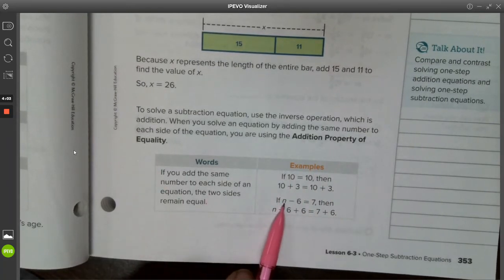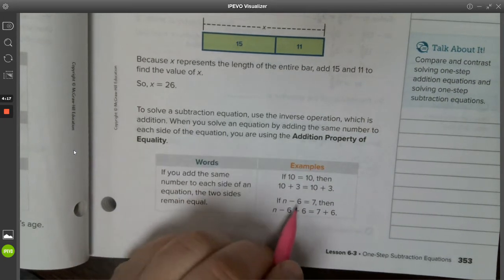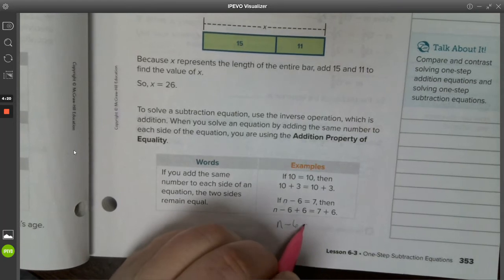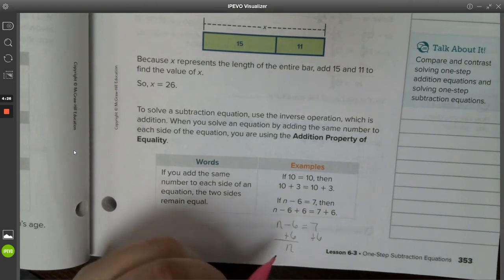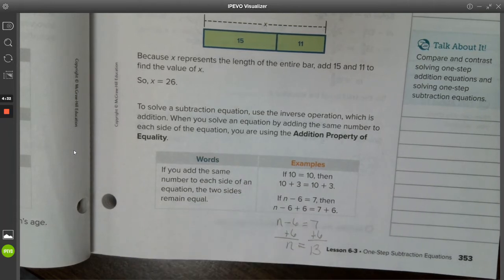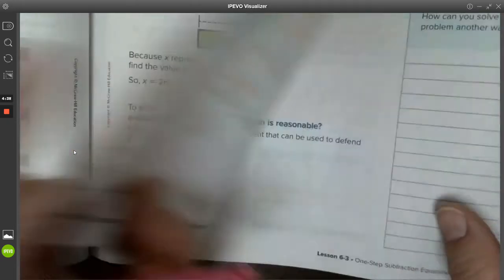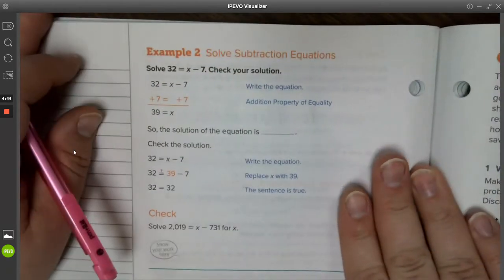If we are missing the first value in a subtraction problem, we can simply add the remaining 2 values to figure out what the variable equals. So what that means is I'm going to add 6. I'm going to do the opposite of subtracting 6, which is adding 6 to both sides. This then gives me only n on my variable side and gives me 13 on the other side, so n would equal 13. So remember that whole inverse operations that we talked about. I'm on page 354. Let's go ahead and try example 2.